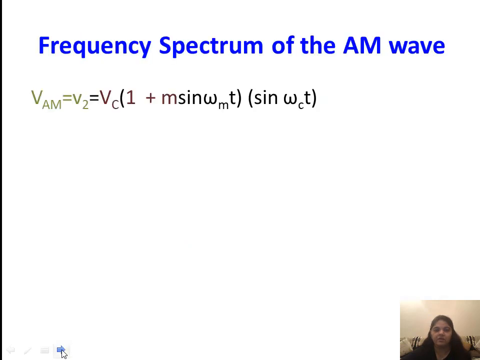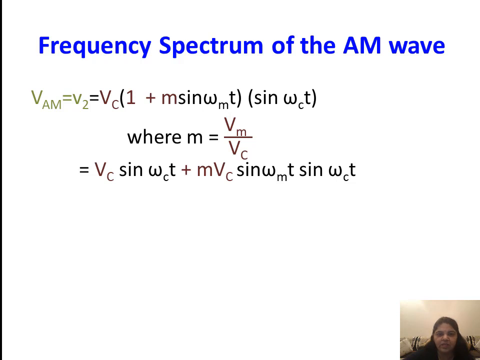So, in the last video, we derived the equation of VAM, the amplitude of the modulated wave, that is the AM wave. It is equal to Vc in brackets 1 plus small m sine omega mt, times sine omega ct, where small m, the modulation index, is equal to Vm upon Vc. It is the ratio of the maximum amplitude of the modulating signal to the maximum amplitude of the carrier signal. Now we are just opening this equation.